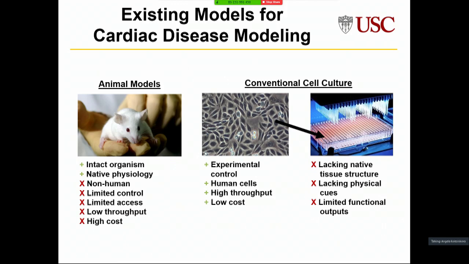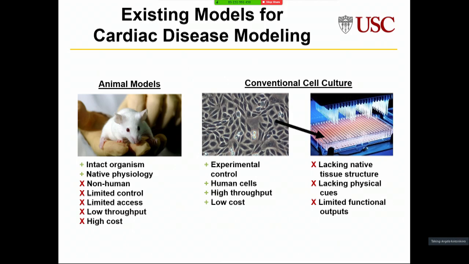So again, looking at specific genetic diseases is challenging in animal models. Limited control, so it's difficult especially to control those microenvironmental parameters in animal models to robustly study them. Limited access, in terms of being able to monitor cell and tissue remodeling in real time, is challenging in animal models for the heart. And then, of course, challenges in terms of throughput and cost from a practical perspective.